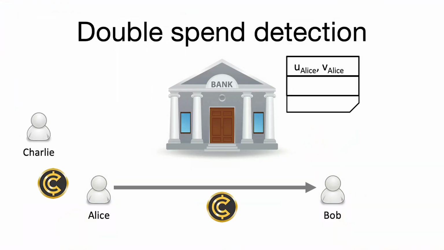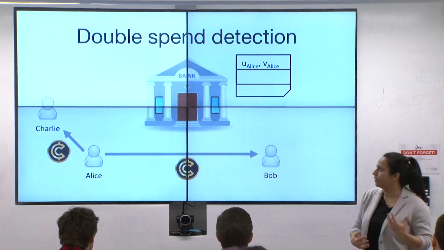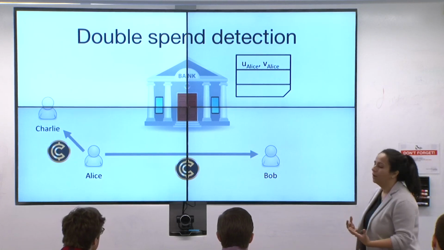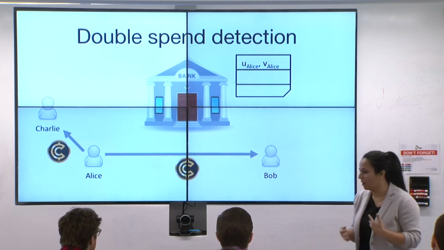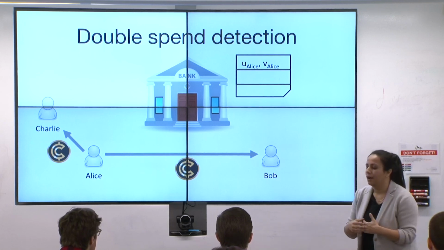Now, okay, but what about this: Alice could give a version of that to Bob, and Alice could also give a version of that to Charlie. And how are Charlie and Bob supposed to know whose coin is correct? Because remember, we wanted to try to get the bank out of the way when doing this.